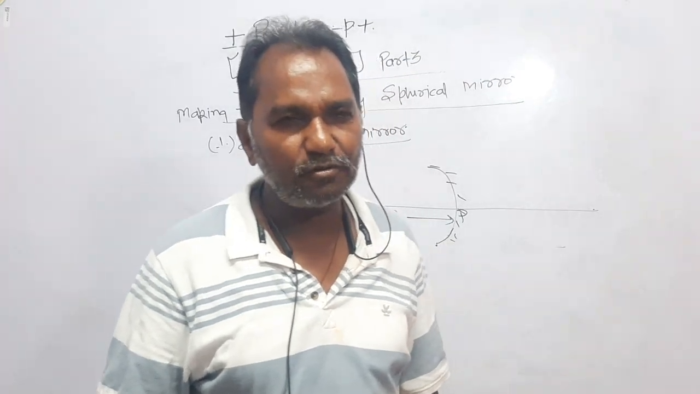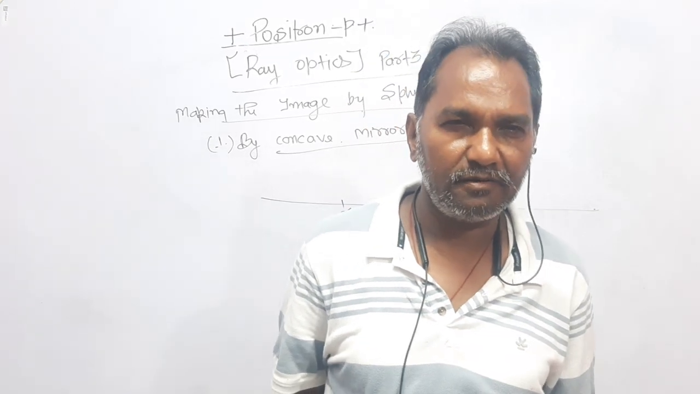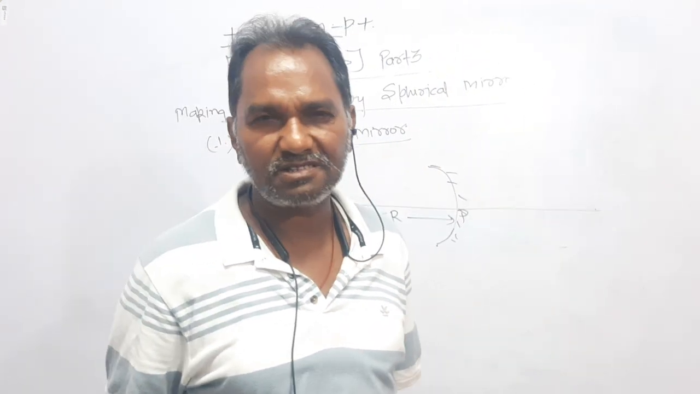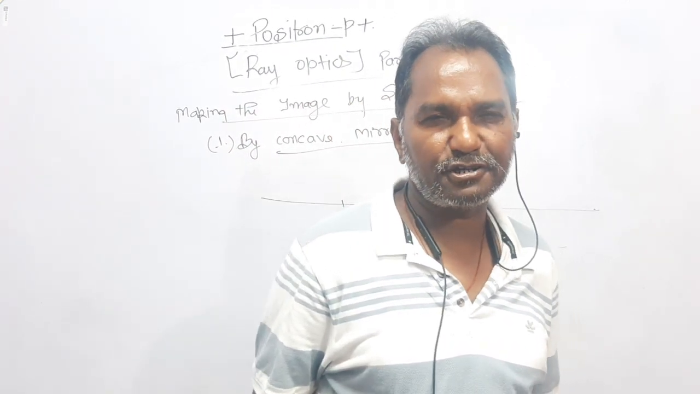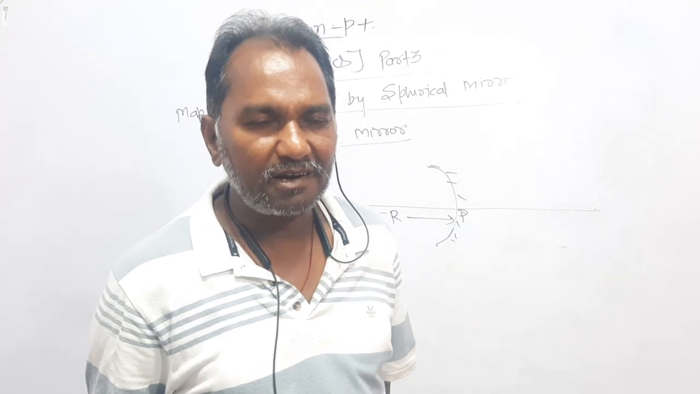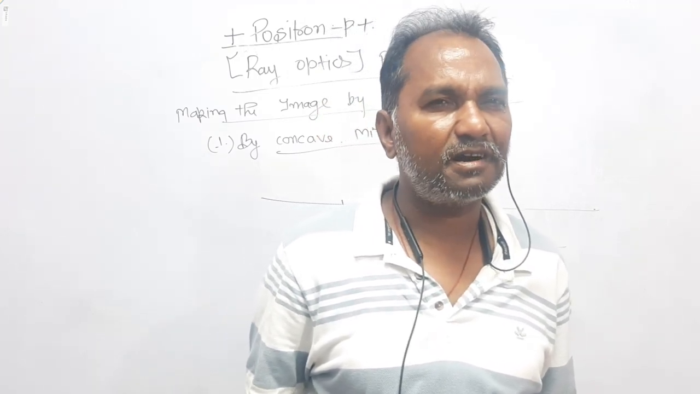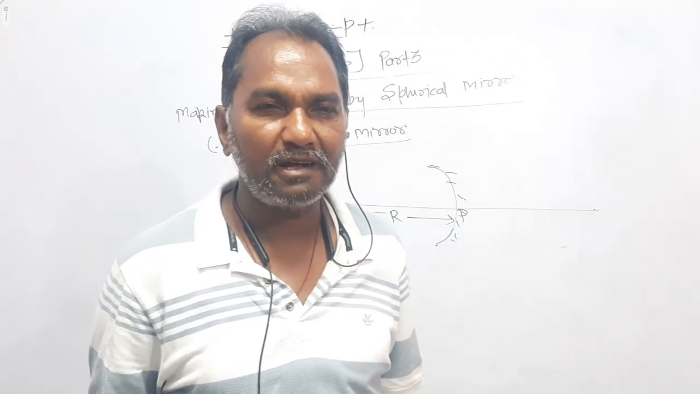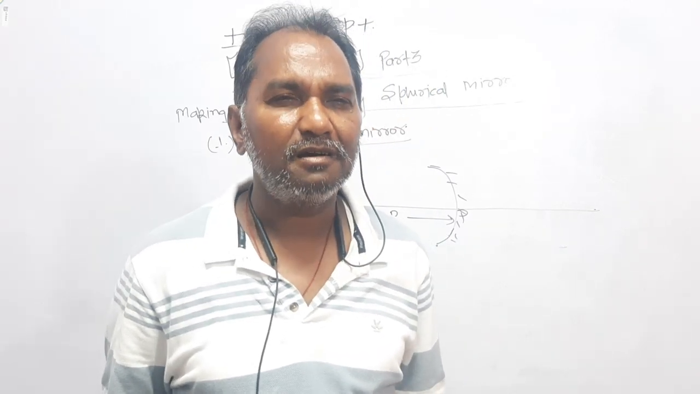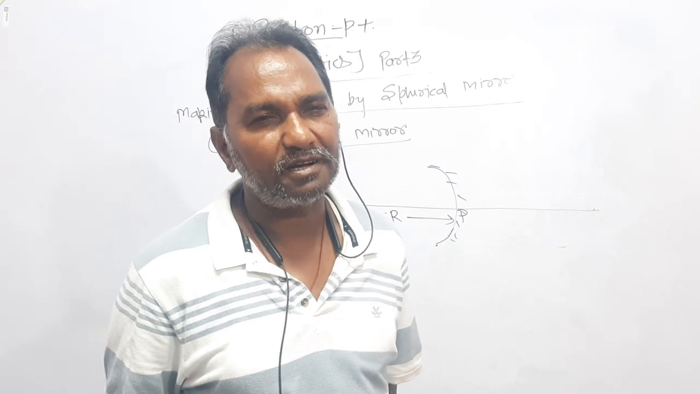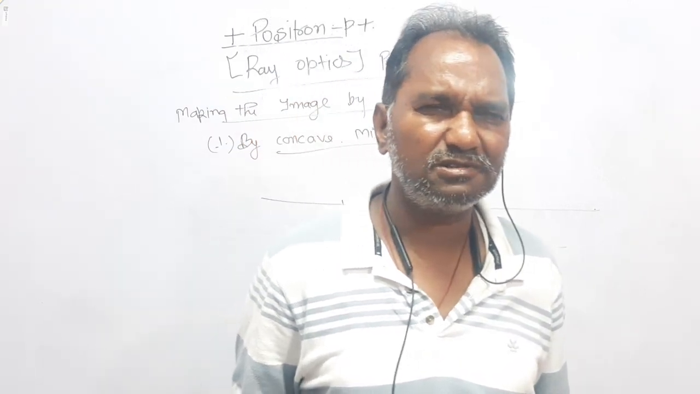Dear student, in order to make the image by any spherical mirror, whether it is convex or concave, there are some basic rules. First, the rays incident parallel to the optical axis, after the reflection from the mirror, pass through the focus. Second, the rays passing through the center of curvature, after the reflection, return back along the same path. And third, the rays passing through the focus, after the reflection, pass parallel to the optical axis. These three are the basic rules.